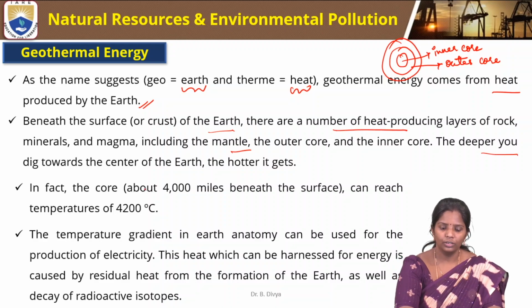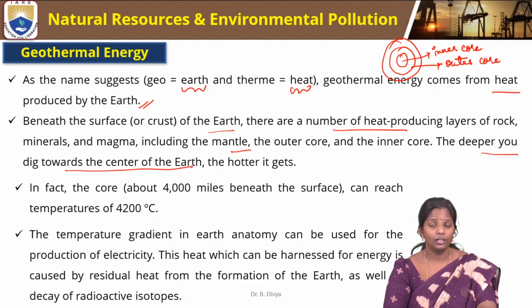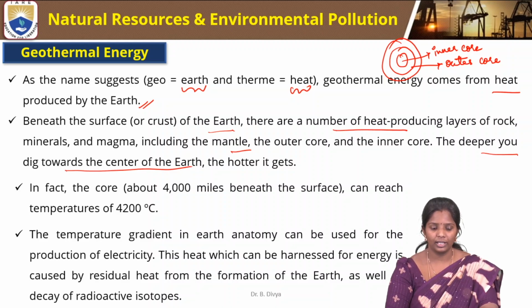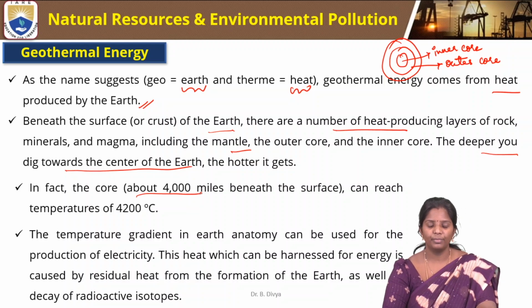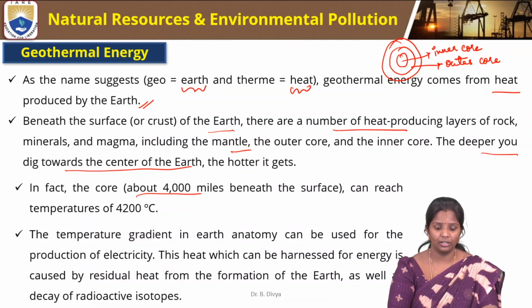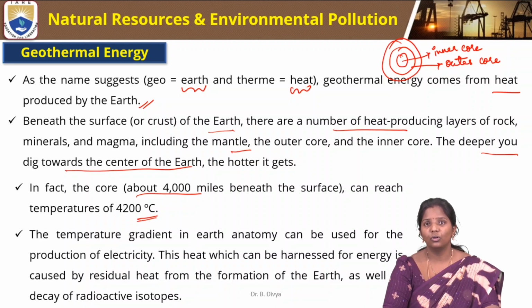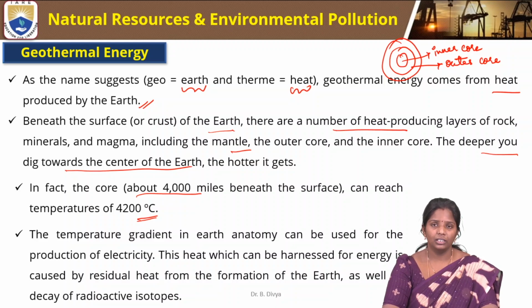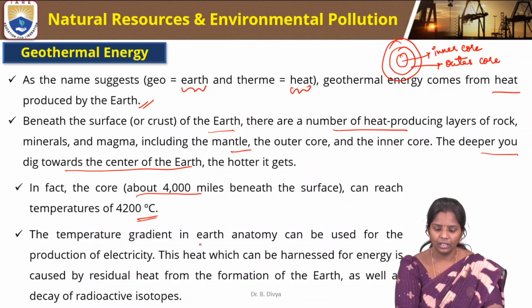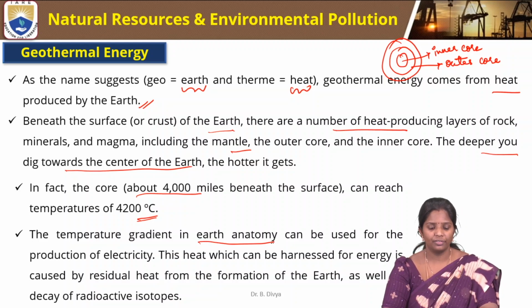The deeper you go towards the Earth's center, the hotter it gets. That is how we can utilize it. In fact, the core, about 4,000 miles beneath the Earth's surface, can reach temperatures of about 4,200 degrees centigrade. This is really unimaginable, a very high temperature available near the center point of the Earth in cross section. So the temperature gradient in the Earth can be used for the production of electricity. This is a very high amount of heat, therefore we can use it for converting into electricity.